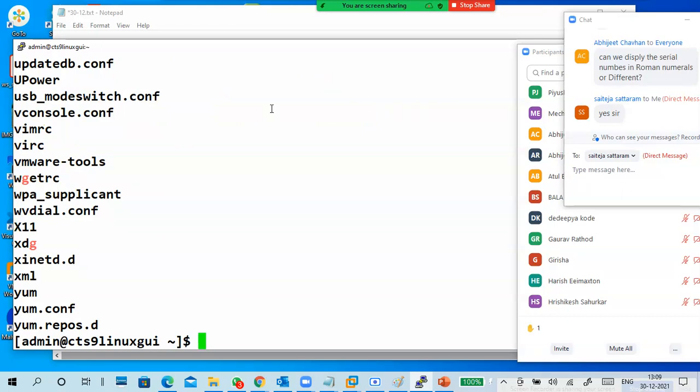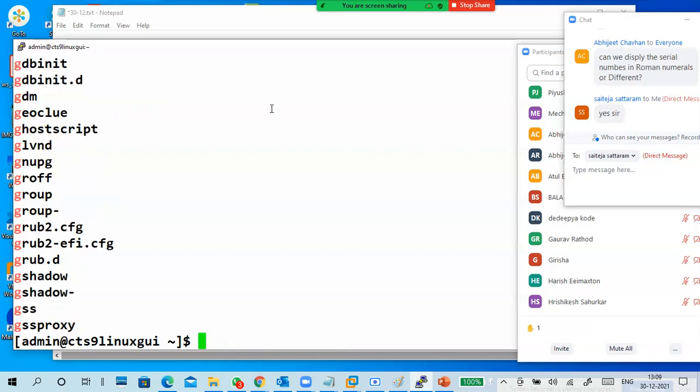It is displaying z in random places. I want to know any file that starts with a z. These are all the files starting with a z. These are the files starting with a z. Guys, understand? Yes, sir.